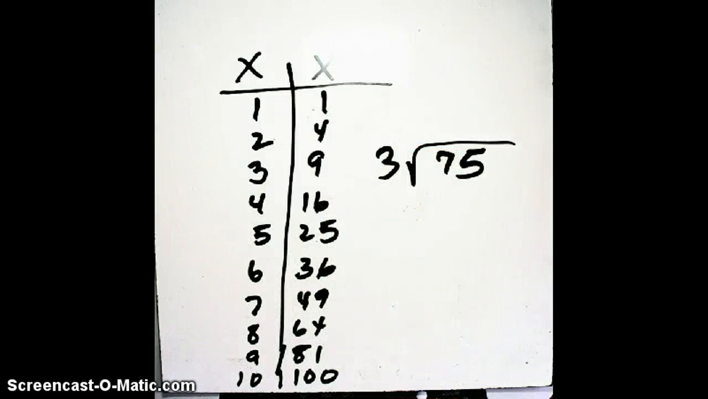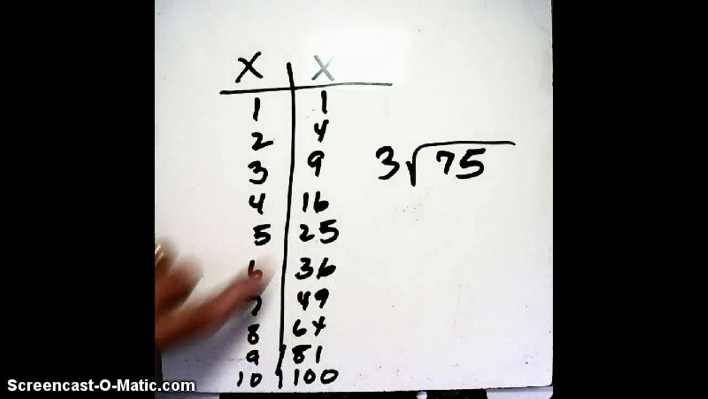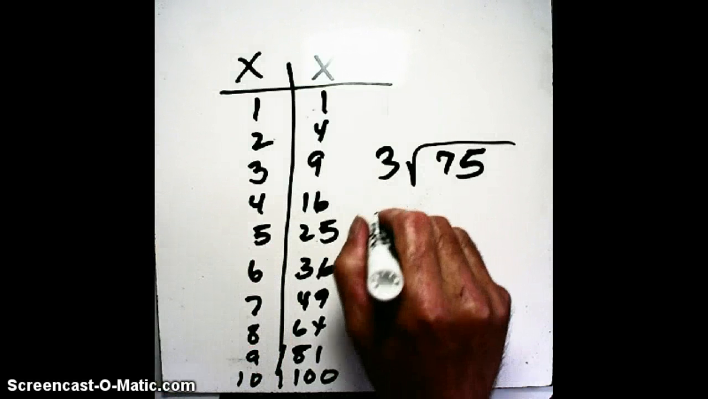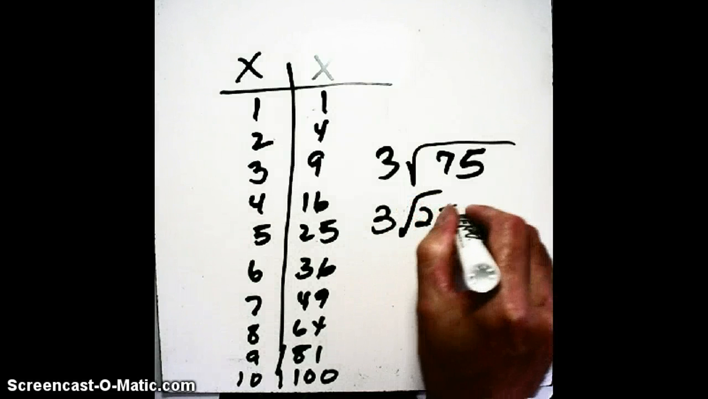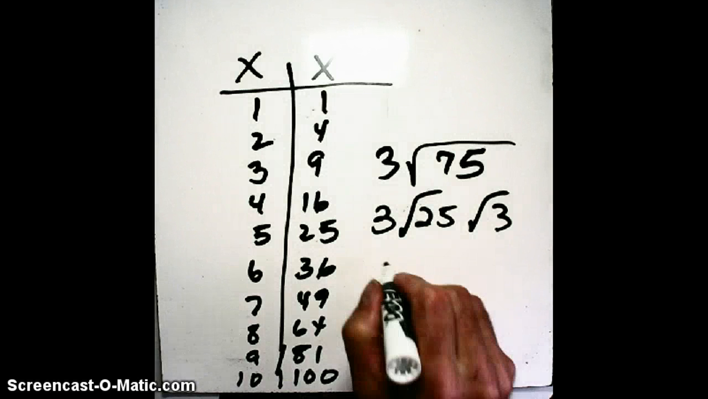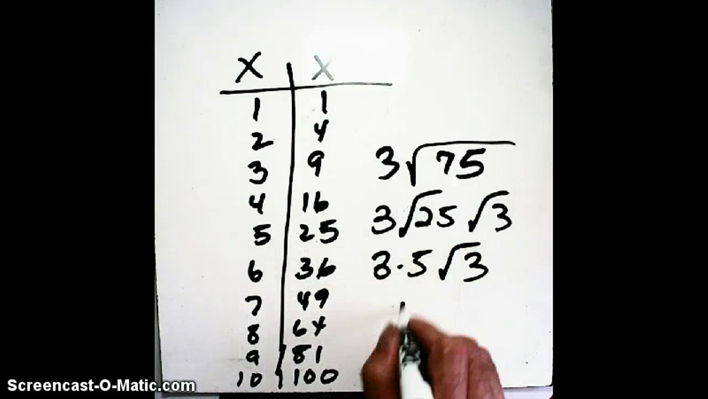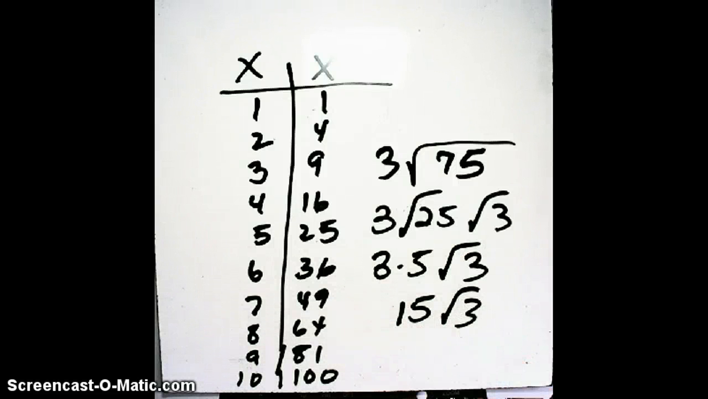Well, first of all, I need a number on the right side that'll go in here. 75, no. Oh, 25 goes in there. So it's 3 times radical 25 times radical 3. Okay? But radical 25 is equivalent to 5. 3 times 5 times radical 3. 3 times 5 is 15. 15 radical 3. Okay? Now, I know it sounds kind of radical. Actually, it is radical because they are radicals, but you can do this. Okay?